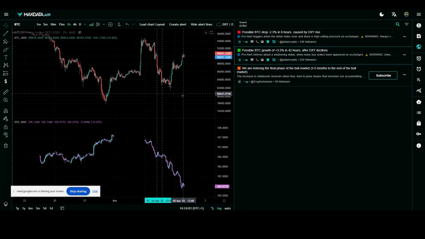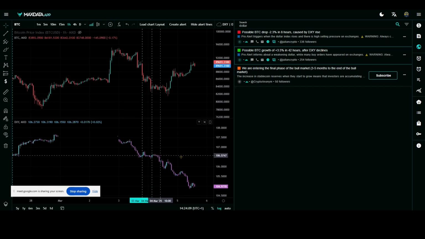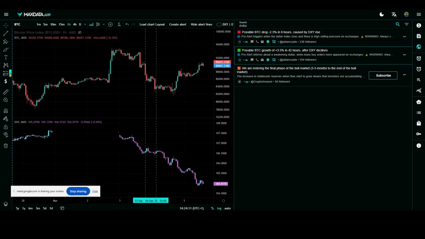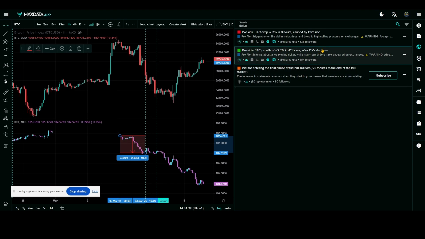Also, you are talking about dollar index. So when we look at the dollar index chart here on MaxData, we can also see it started dropping on March 3rd, so on Monday. And we've got a 0.8% decrease in dollar index. That's what triggered an alert on MaxData, which informs us about possible Bitcoin growth after DXY declines.